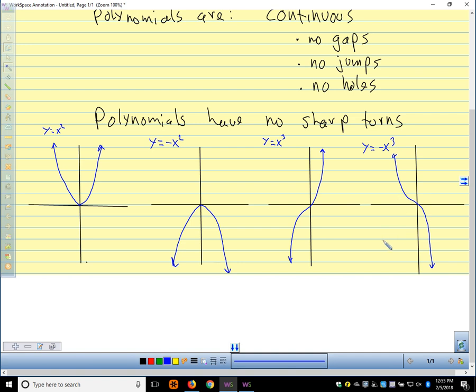Well, it turns out that any even-powered polynomial, if we just had x to the 4th, x to the 6th, x to the 8th, it's going to look more or less like this. And x to the 4th is going to flatten out a little more down at the bottom, but it's going to look more or less U-shaped. X to the 5th, x to the 7th, x to the 9th, going to look more or less like y equals x to the 3rd. They flatten out a little more through the origin, but they look very similar.